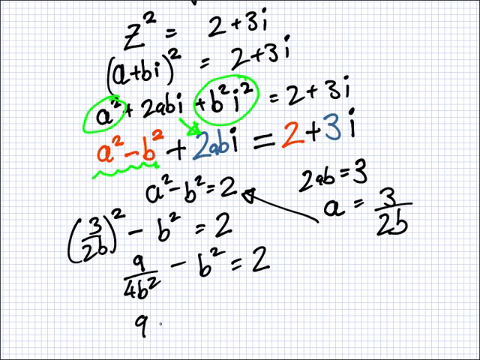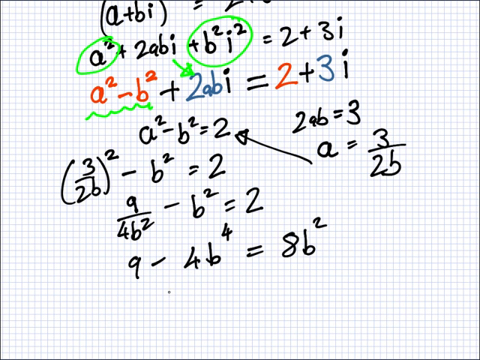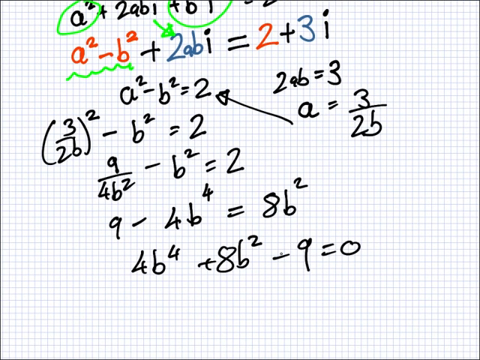So I get 9 minus 4b to the 4 equals 8b squared. Take everything to the right. 4b to the 4 plus 8b squared minus 9 equals 0. Replace it with u then. That's it. What type of equation is this? Quadratic, where b squared is the variable.